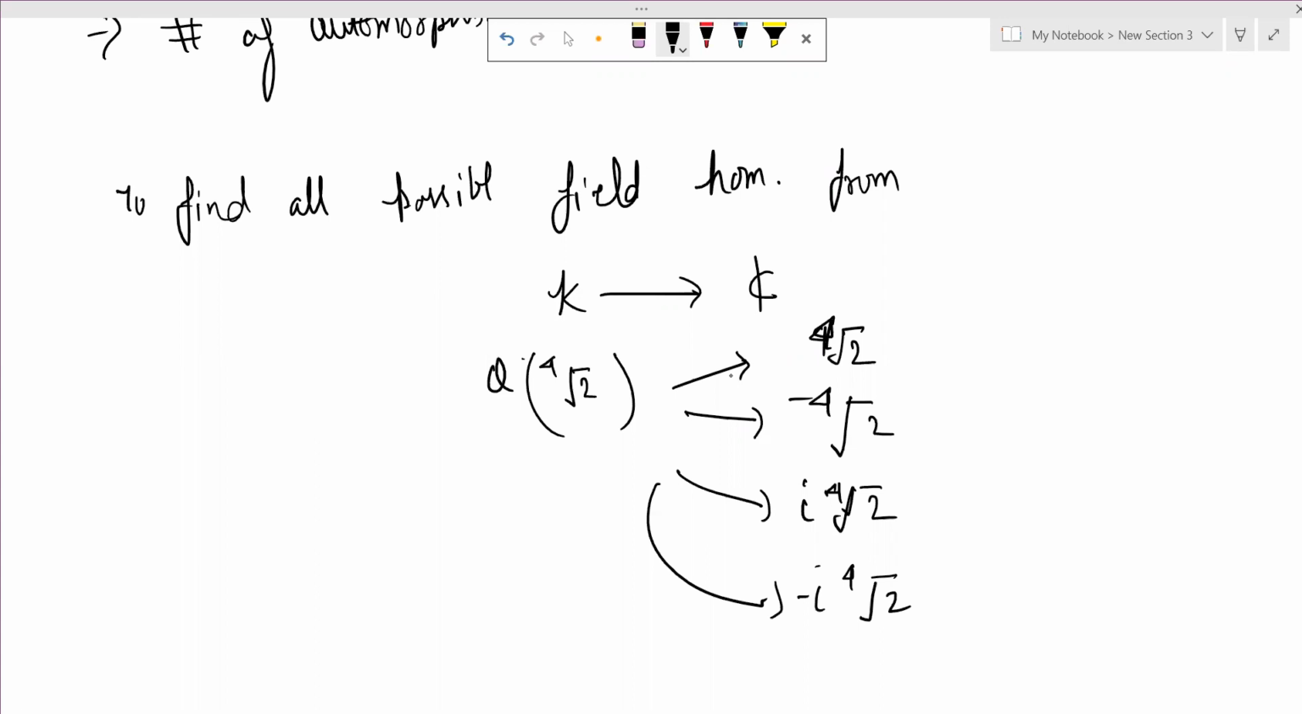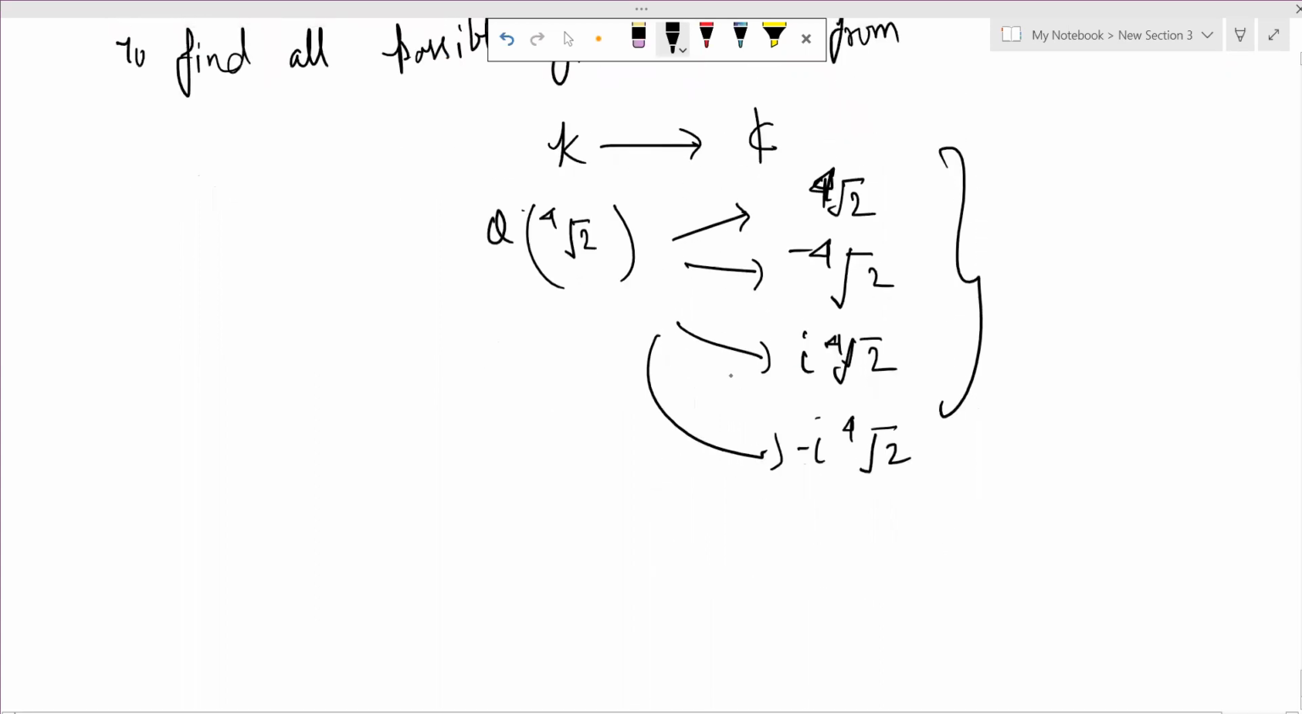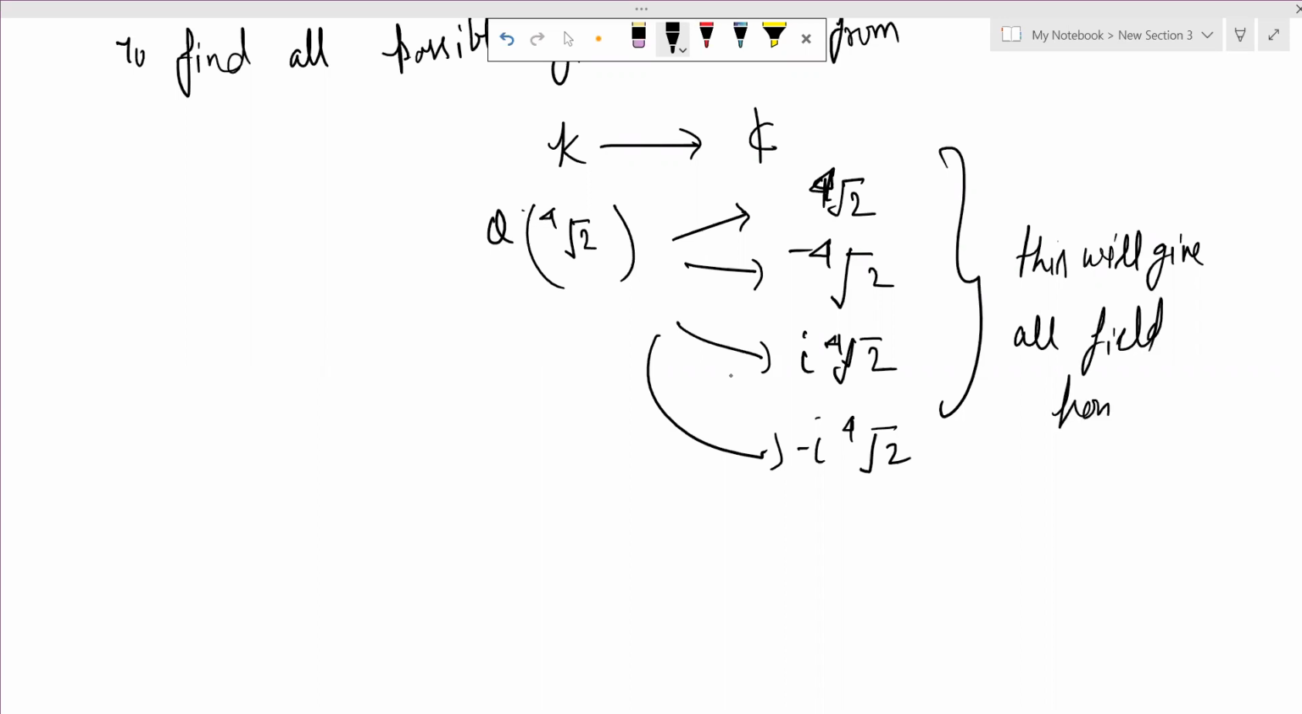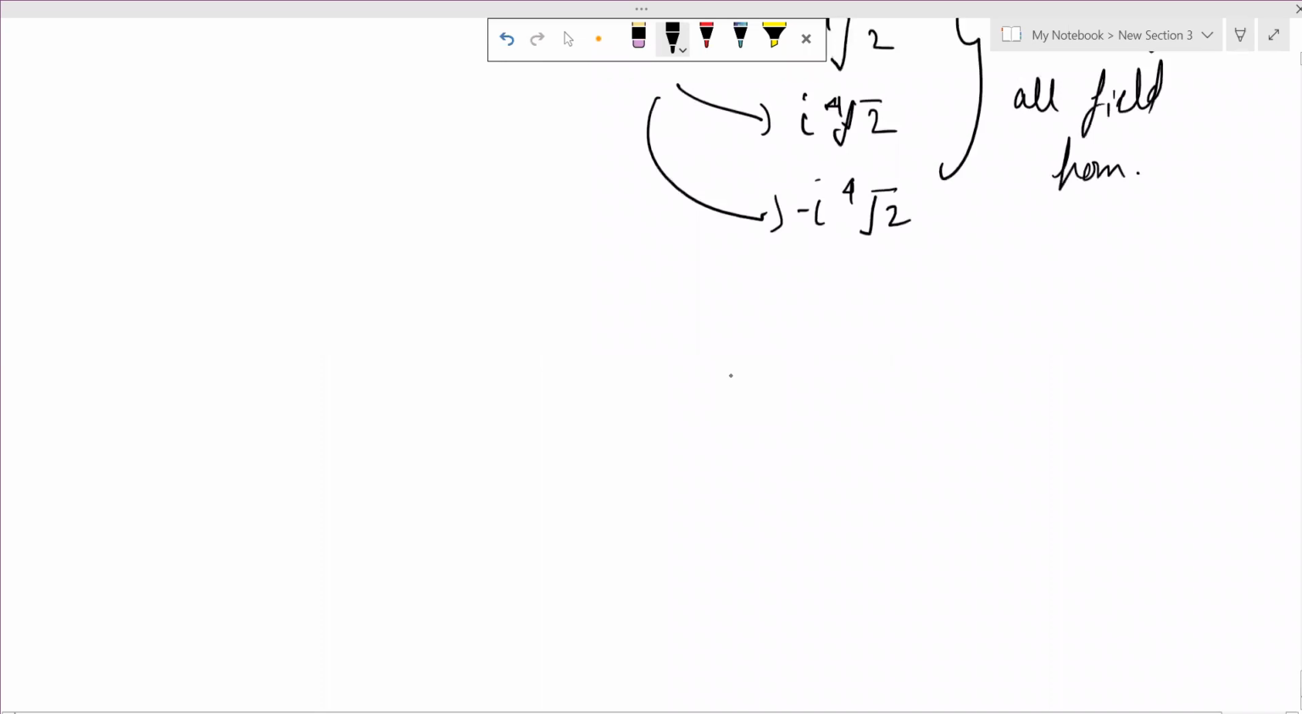Are you getting or not? So the value of B equal to 4. Okay. Yeah, we are getting it. This will give. Sir, is this the only possible field homomorphism here with Q fixed, with respect?